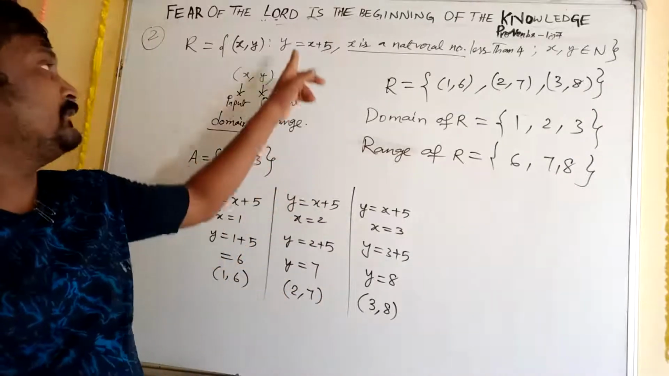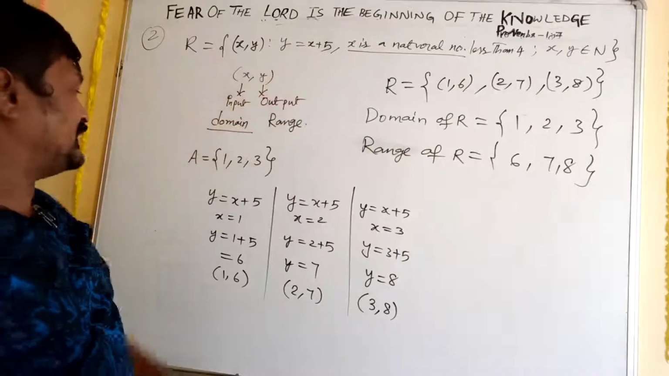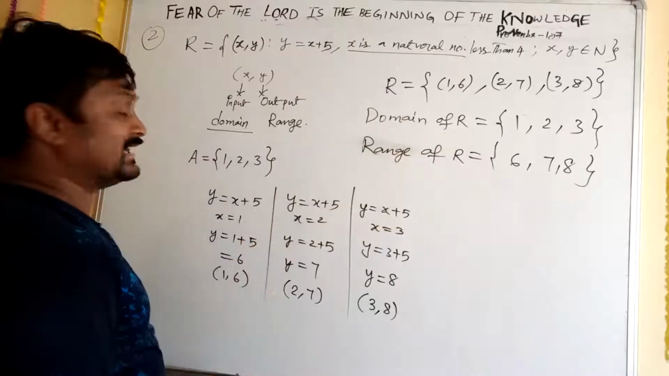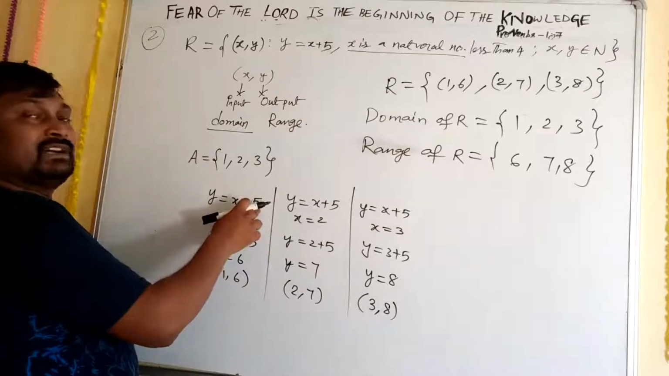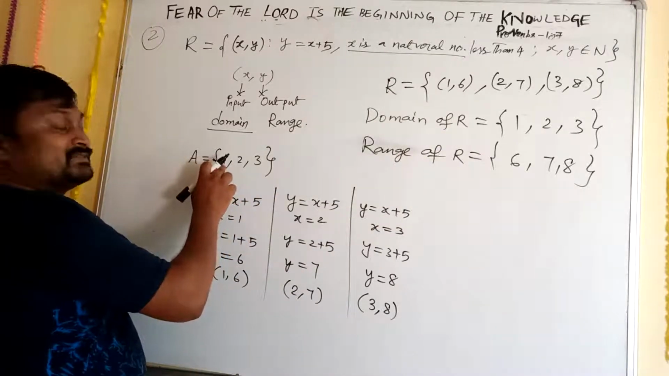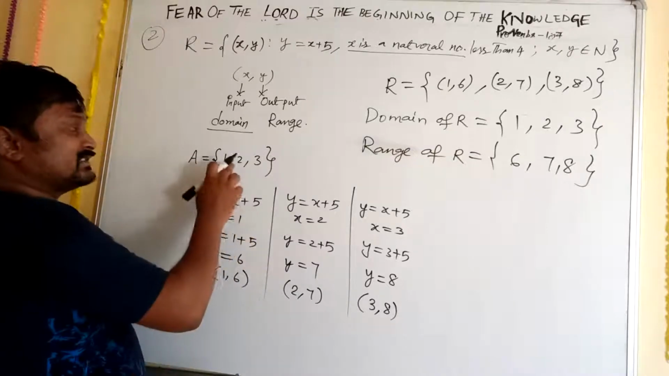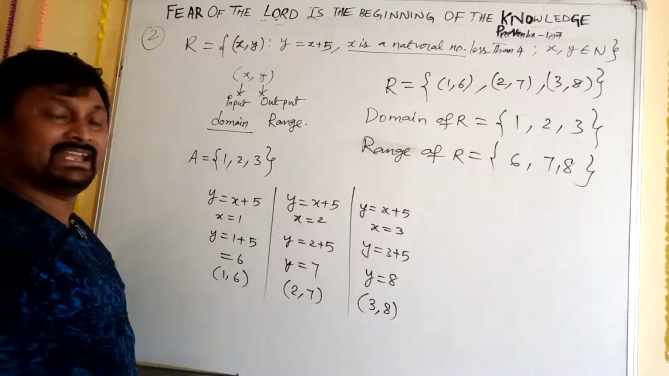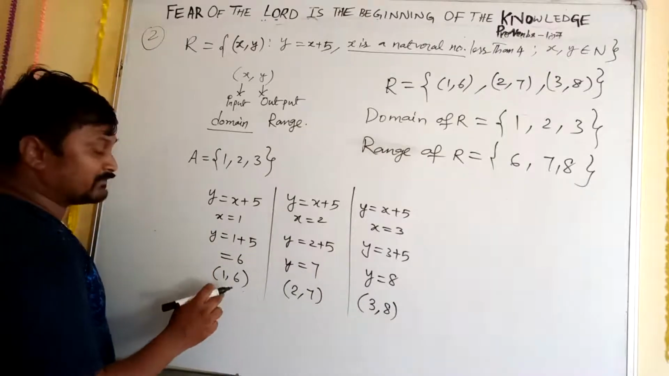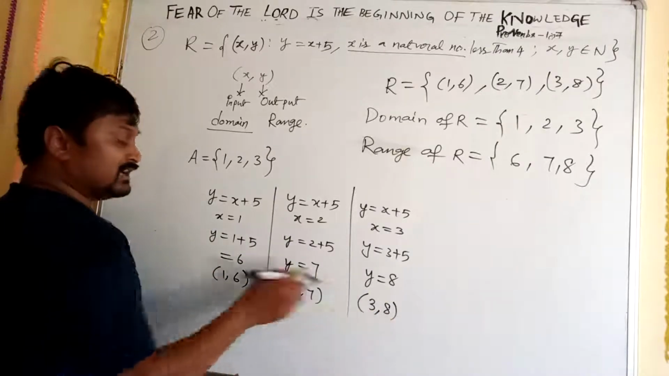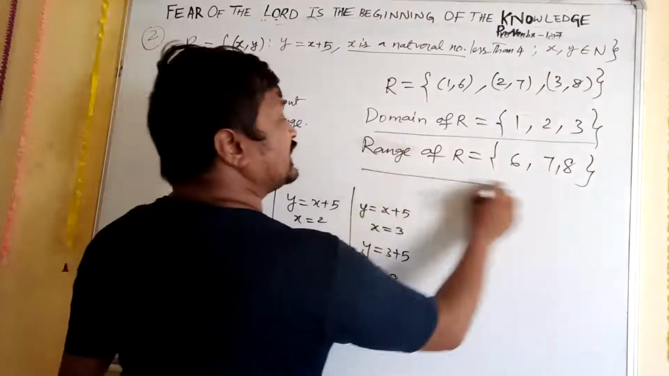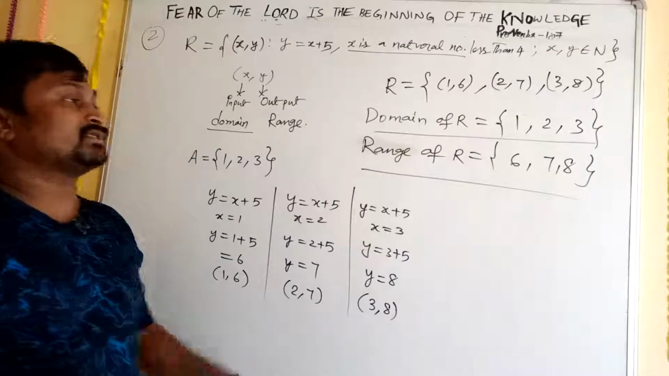Then they have given you y is equal to x plus 5. So that y is nothing but your output, or we can say the range. So now first, here x is 1, 1 plus 5 is nothing but 6. Next 2, 2 plus 5 is nothing but 7. Next 3, 3 plus 5 is nothing but 8. So now our relation is 1, 6, 2, 7, 3, 8. After writing that, all the x's are your domain, all the y's are your range. So that is about it.